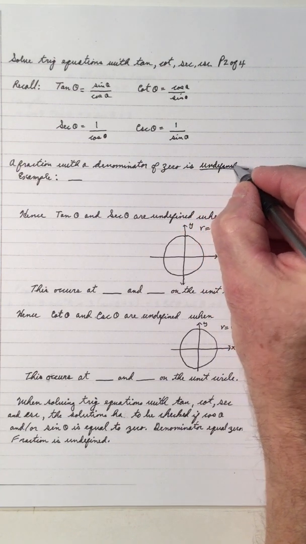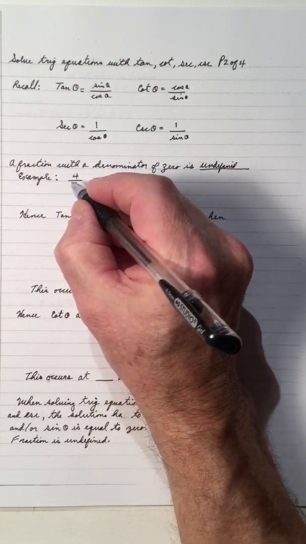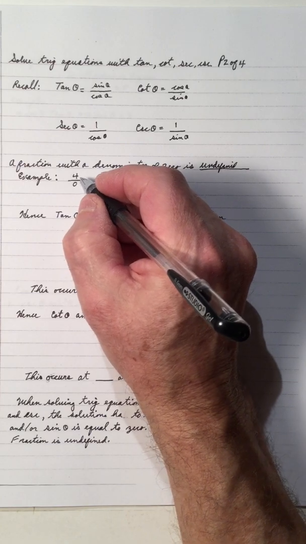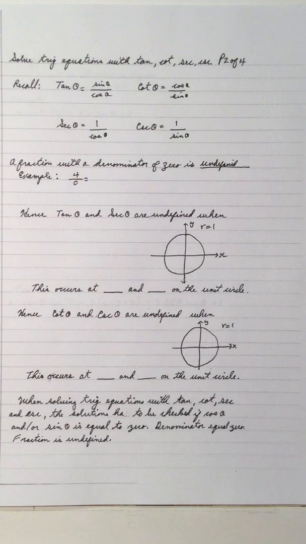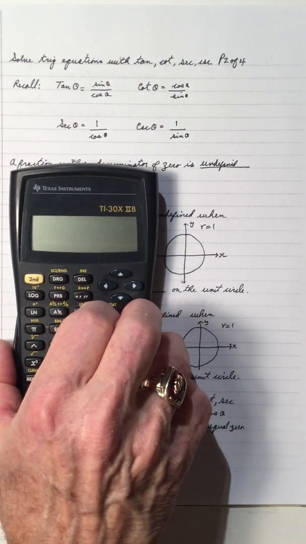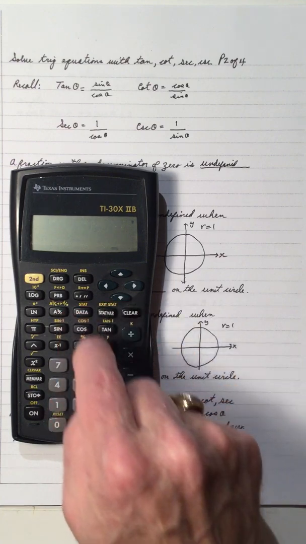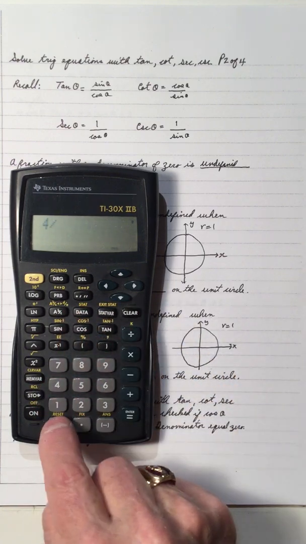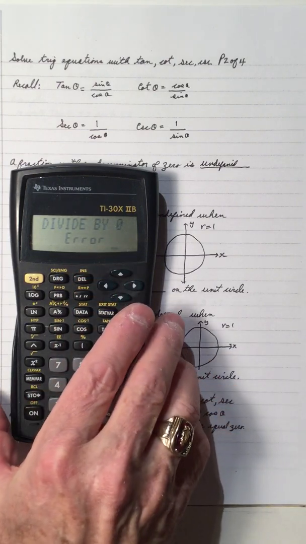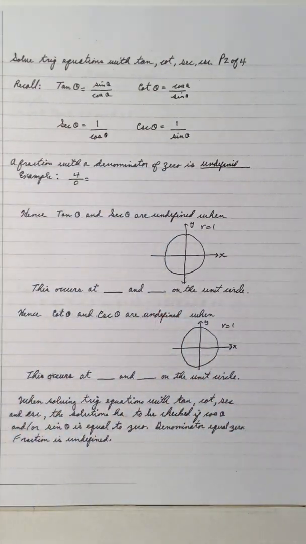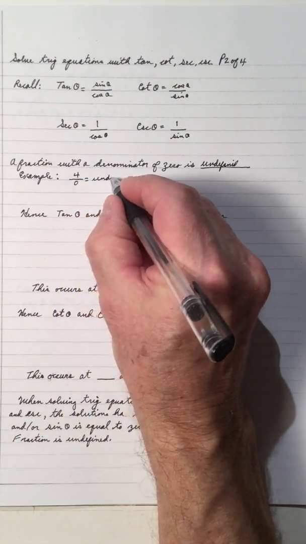A fraction with a denominator of 0 is undefined. An example, 4 divided by 0. You're dividing by 0. Let's check with a calculator just to see what's happening here. Turn on the calculator, clear it. So 4 divided by 0, and we get an error. So we cannot divide by 0. Division by 0 is undefined.